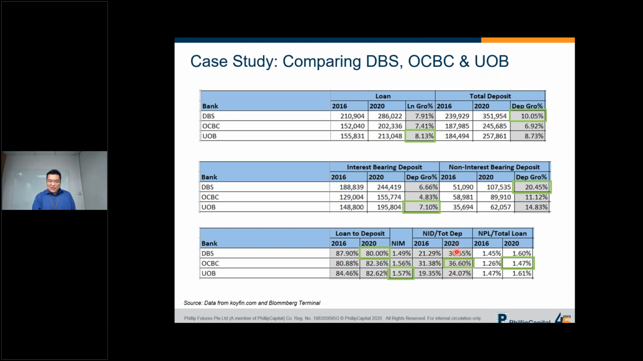Okay, so this is basically non-interest deposit over total deposit. So you want it to be higher, meaning those that have a higher percentage are better. So OCBC is better in that sense. Non-performing loans over total loans, OCBC is also slightly better than the other two.